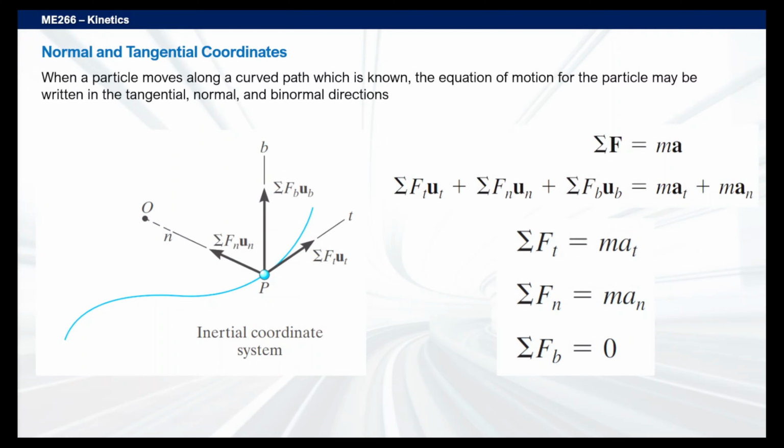Now we're here about the normal and tangential coordinates. So just a brief background about this. Basically, when a particle moves along a curved path, which is known, the equation of motion for the particle may be written in tangential, normal, and binormal forces.